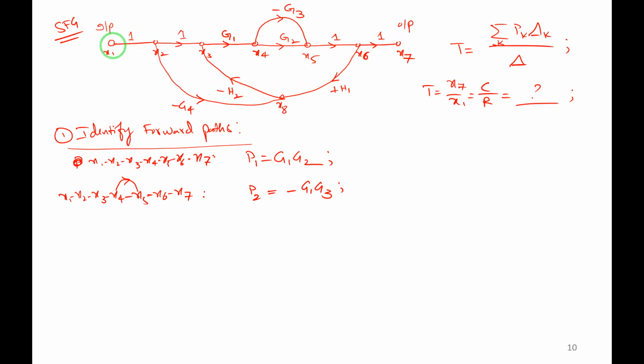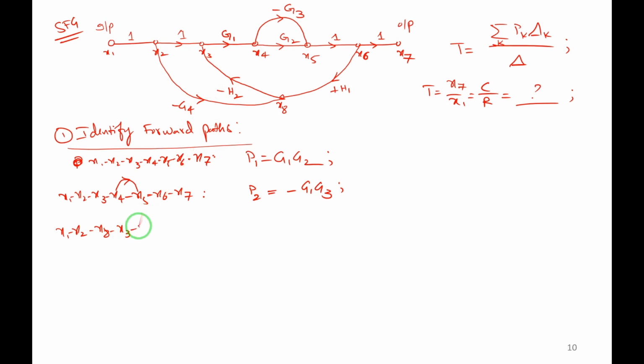Just observe once again. X1 to X2 I will go. From X2 I will go to X8. From X8 I will go to X3. From X3 I will go to X4, X5, X6, X7. So this is the third forward path. So I will write it: X1 to X2. From X2 I will go to X8. From X8 I will come back to X3.